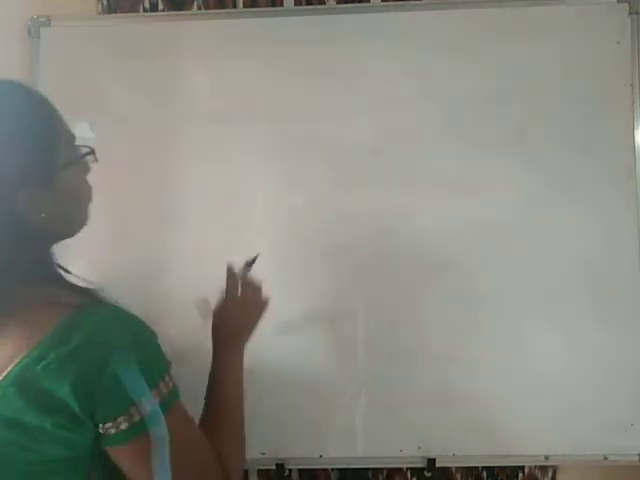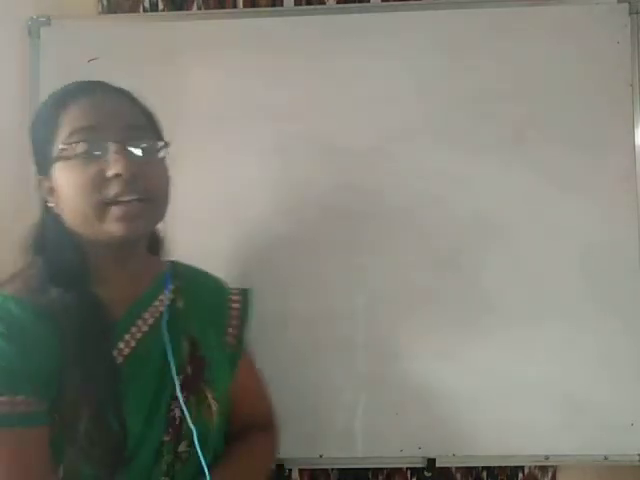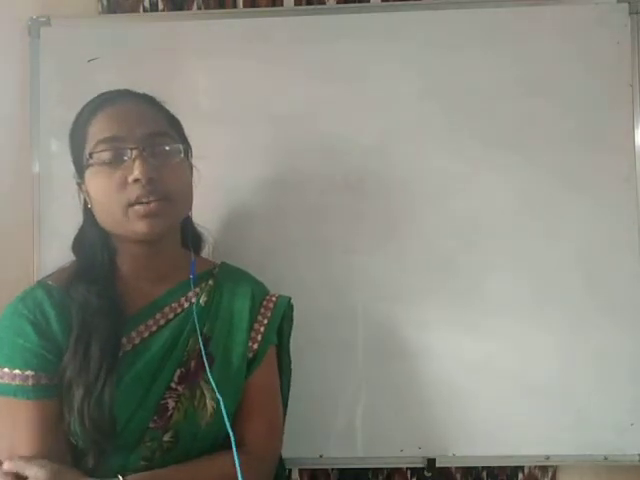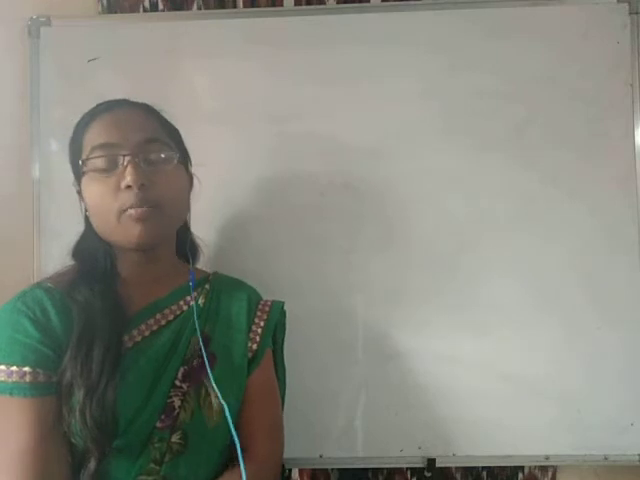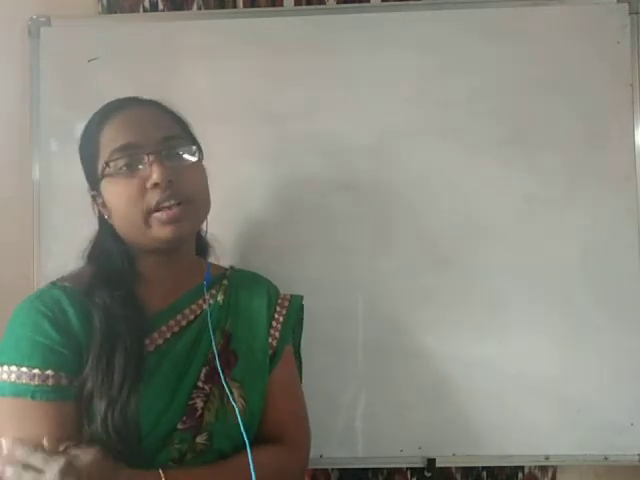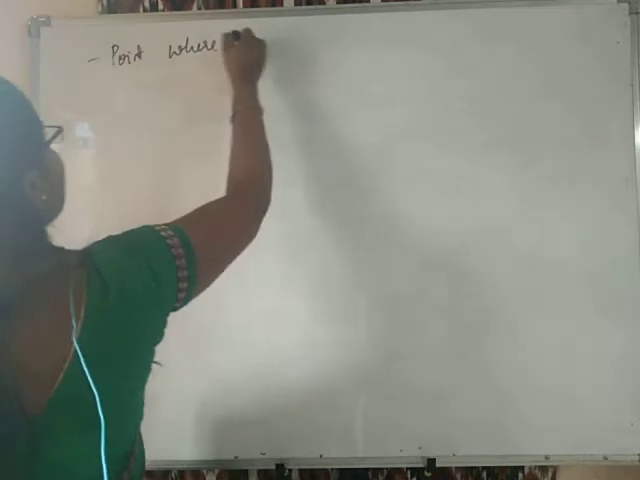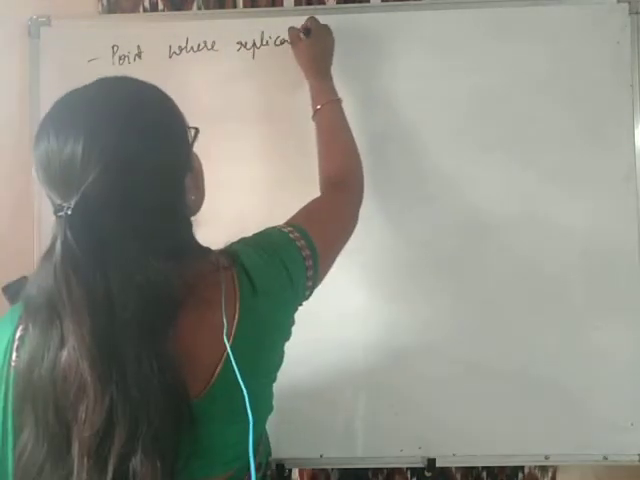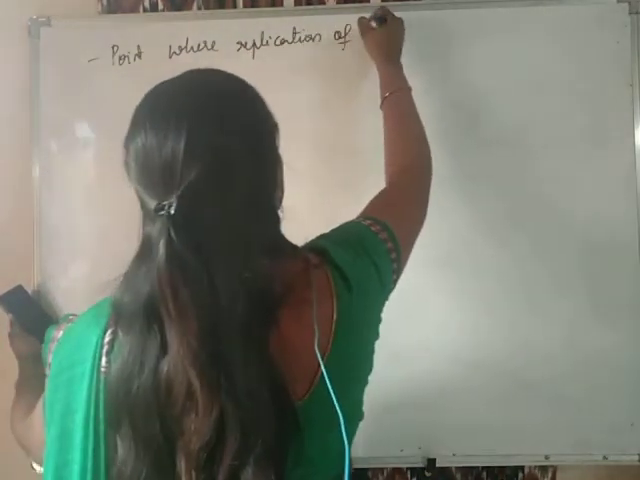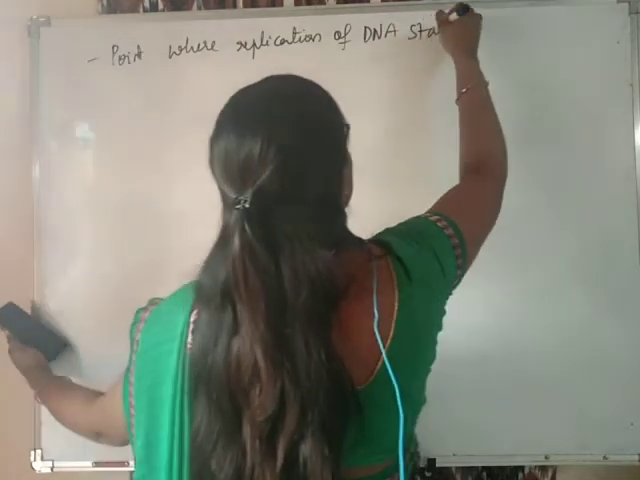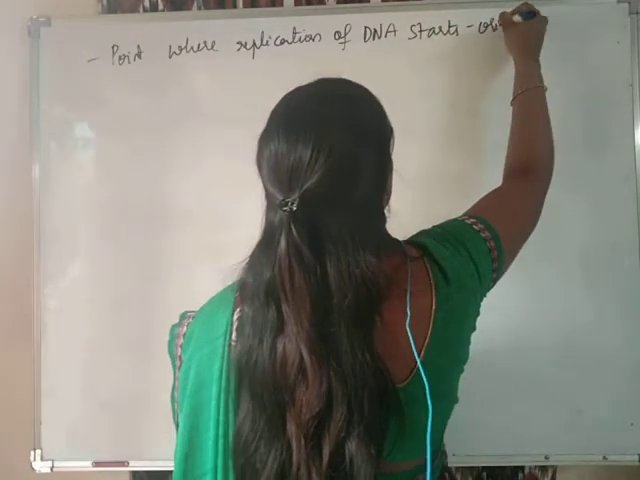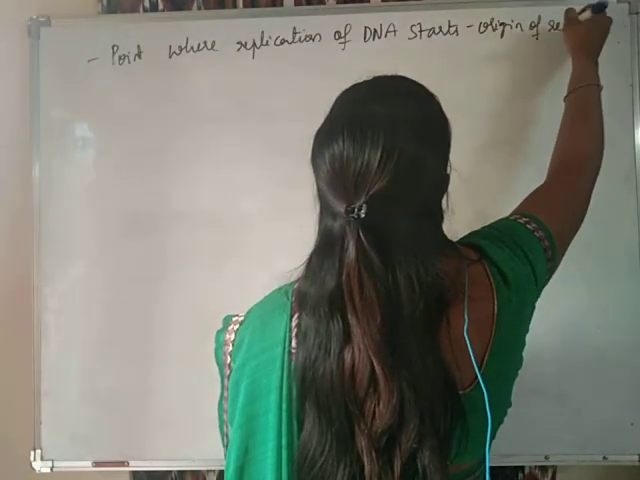And then, you know, at any point replication cannot occur. There should be a particular point where the replication of the DNA should be starting. Okay, so that point where the replication of DNA starts is called the origin of replication.